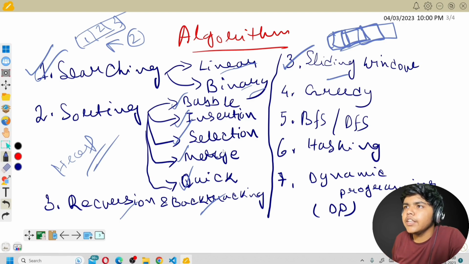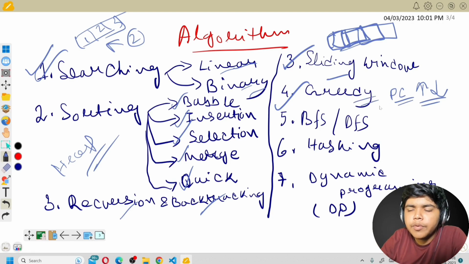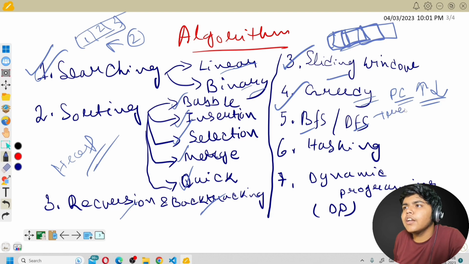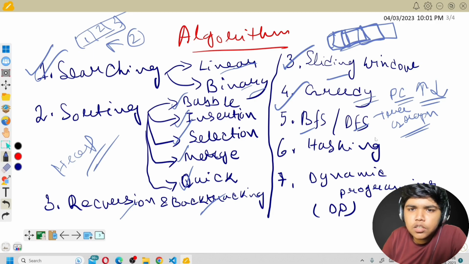Okay, now greedy is basically where we are given a problem statement and we need to maximize or minimize something. So it is called greedy. When you are given a problem statement and you need to maximize the output or minimize the output, then you can use a greedy algorithm. Okay, now BFS and DFS are used in trees and graphs. BFS and DFS are used in searching, breadth first search and depth first search. They are used in trees and graphs.